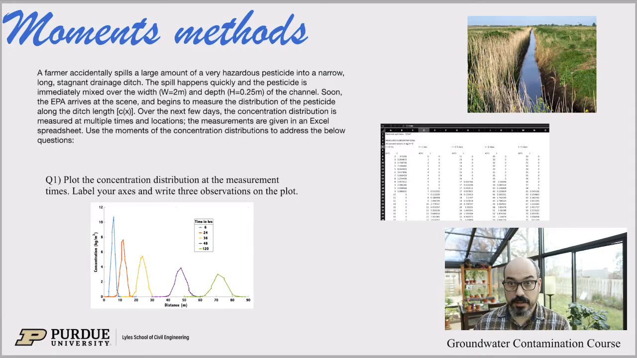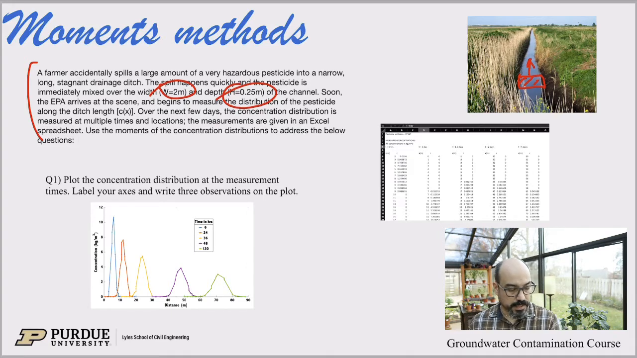Okay, so our example is a farmer accidentally spills a large amount of a hazardous pesticide into a narrow, long, stagnant drainage ditch, as pictured here. Let's assume the ditch is 2 meters by 0.25, so it's about a half meter squared cross-section. Again, the cross-section would be here, right? And the whole thing is moving this way.